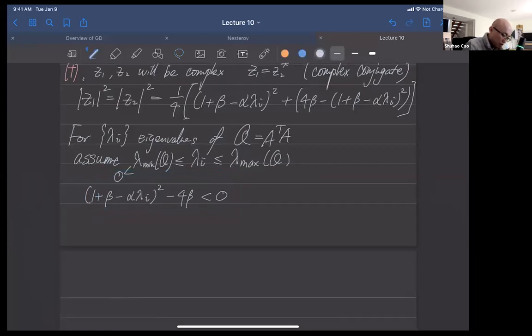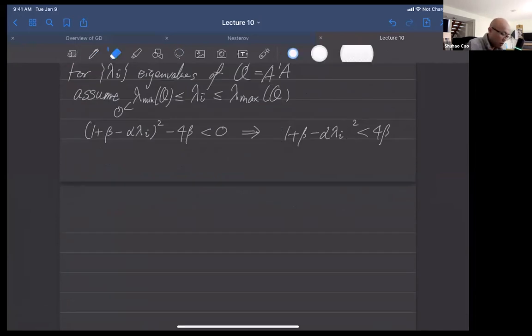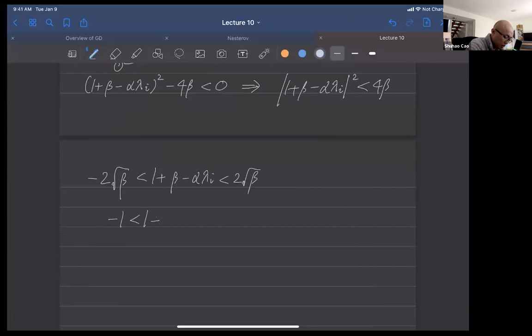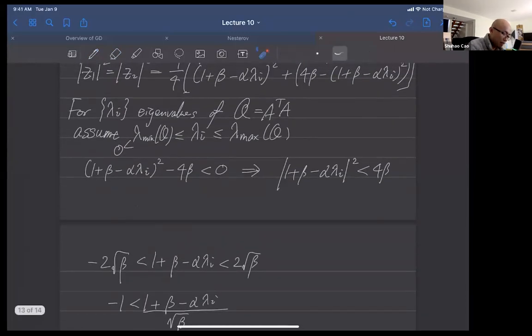And this actually implies (1 plus beta subtract alpha lambda i) square is less than 4 beta, and we can change this square to an absolute value. This is equivalent to 1 plus beta subtract alpha lambda i being less than 2 square root of beta and greater than minus 2 square root of beta. This presentation is simpler because we want to treat our bound as a function of lambda, not alpha and beta. We let lambda vary in this range and find its minimum.